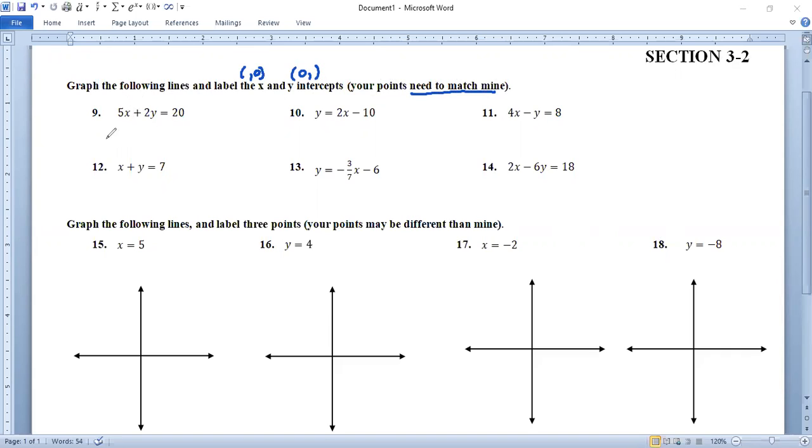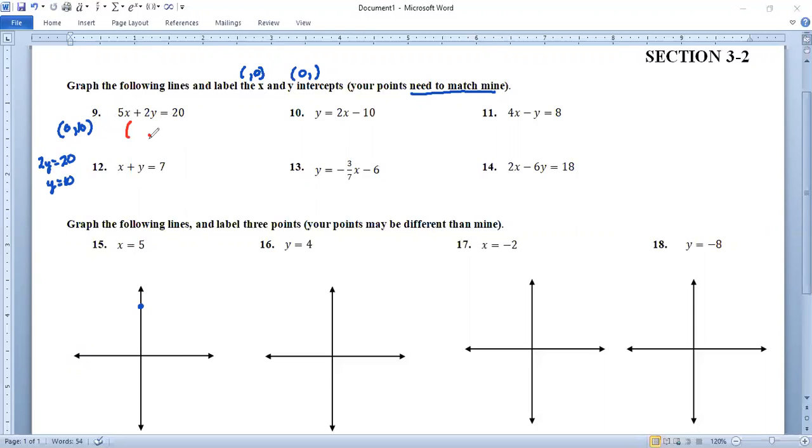Number 9. We stick in 0 for x, and let's see what happens. We stick in 0 right here, and we get 0 plus 2y equals 20. So that'll give us the equation 2y equals 20. Divide by 2, and we get y equals 10. So that gives us 0, 10. Let's use these graphs right down here. There's 0, 10 right there. Let's change color for the next one. For the y-intercept, oh, we just did that one.